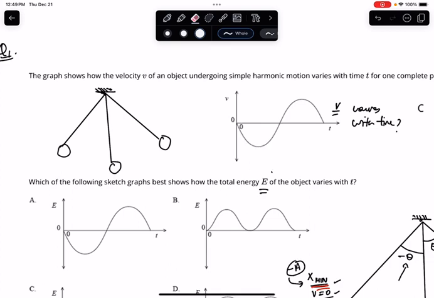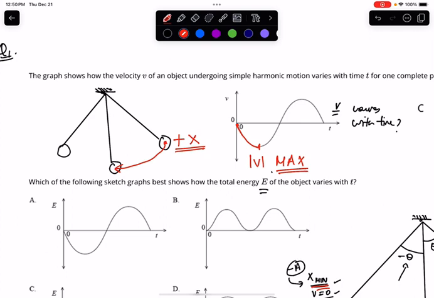So we can actually color code it. So this is the first section. So we can see that the velocity starts at the positive x direction, and it's 0. Then it goes towards the equilibrium. And as we have seen, the absolute value of the velocity is maximum at the equilibrium. So this is the maximum velocity in absolute terms. Okay. So because we reach this point, we know that this red section corresponds to this section.